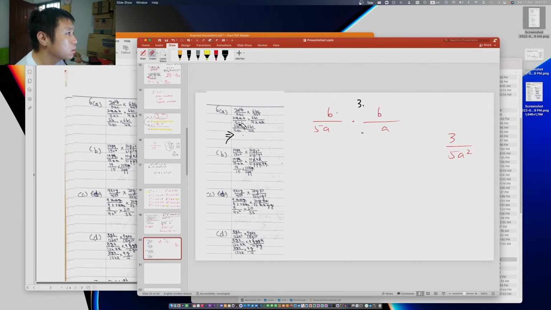What did I say just now? If you never delete, what you need to do? What's next? Combine. Yes, 3. Let's say you can write 3bb first. Then 5aa. Then now you just... 3b square over 3a square.